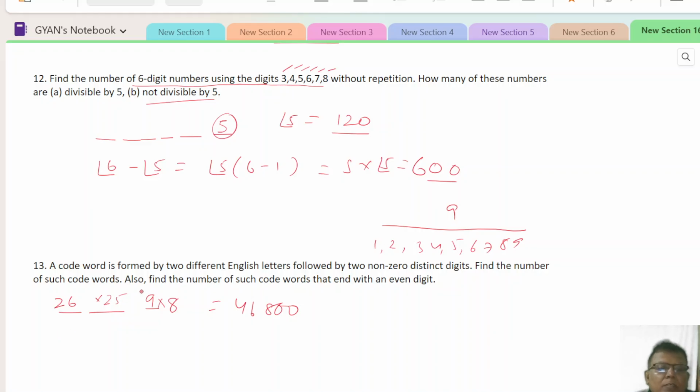And also the number should end with an even digit. So the even digits are 2, 4, 6, and 8. So 2, 4, 8, that is 3. So 1 gone, then 9 will reduce to 8. This will remain 26 into 25. So that will be equal to 30800. So now come to the question number.